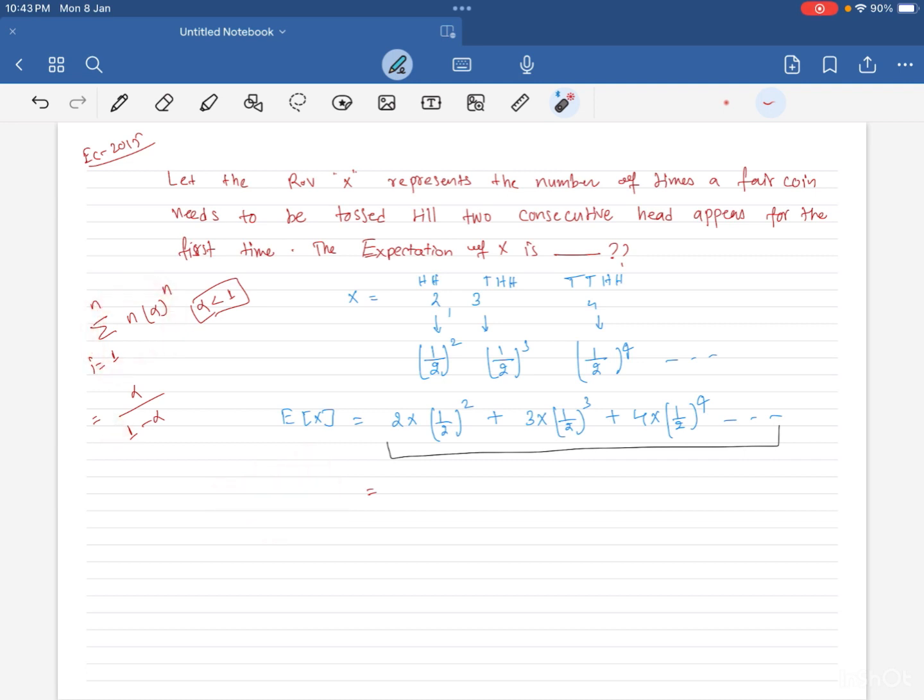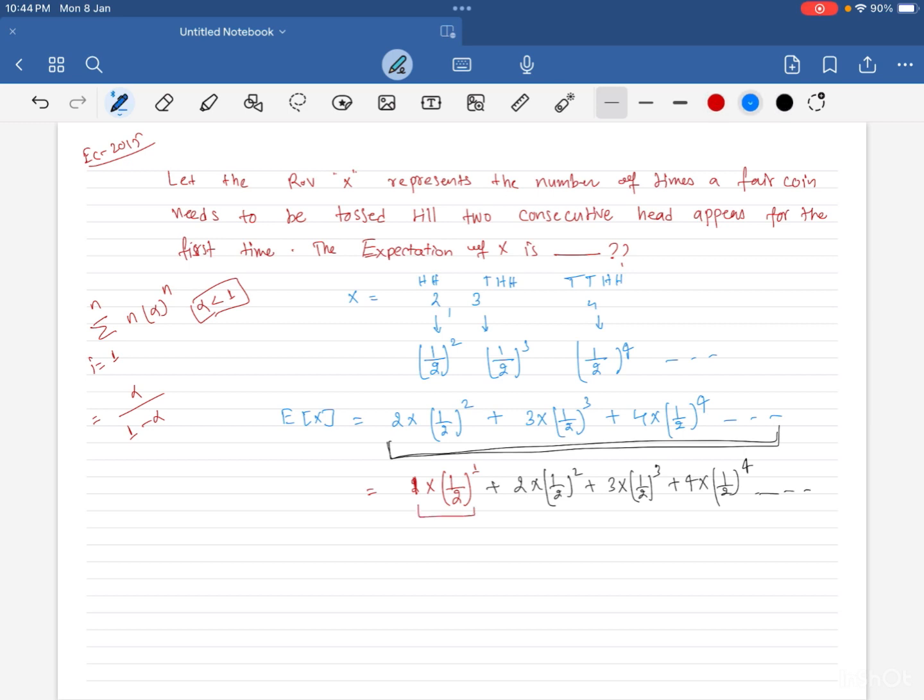To adjust this, we can add 1 into 1 divided by 2 to the power 1. Then the other part is going to remain the same as it is: 2 into 1 by 2 to the power square plus 3 into 1 by 2 to the power cube plus 4 into 1 by 2 to the power 4, and so on, right? Since we have added this one, we will have to make the adjustment. To make the adjustment, I am going to subtract 1 by 2. Now this will get cancelled, and you will get the original series again. And with this we can apply this formula, right?